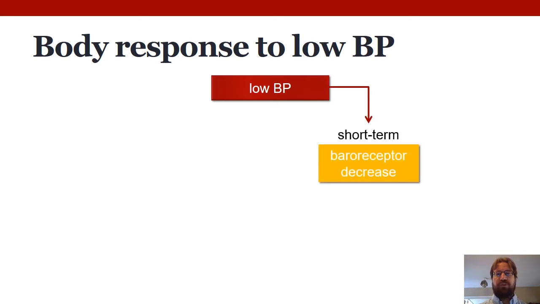If there's a short-term drop in blood pressure, the most immediate detector for that would be the baroreceptors that we just talked about in the carotid arteries and the aorta. If the baroreceptors decrease their signals, that indicates a low blood pressure. The brainstem will activate the sympathetic nervous system. Why the sympathetic nervous system?